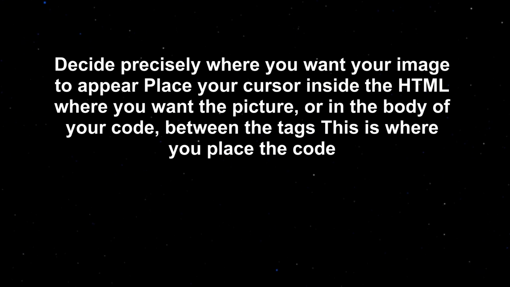Place your cursor inside the HTML where you want the picture, or in the body of your code. Between the body tags, this is where you place the code. Now type in the img tag, followed by a space. This will activate the image element.